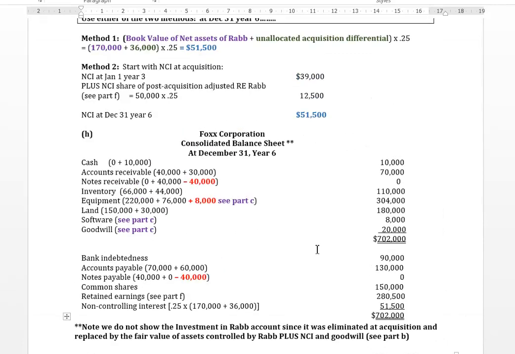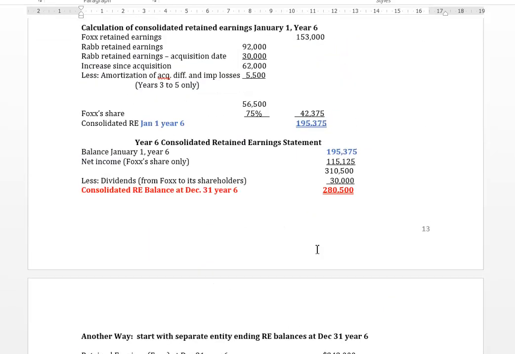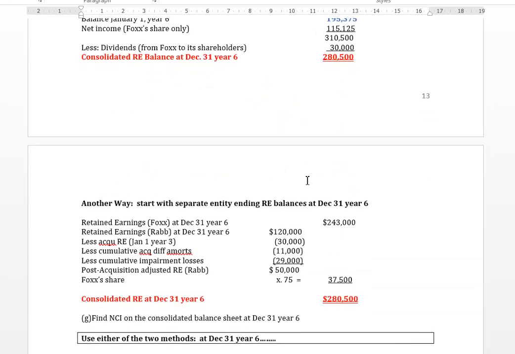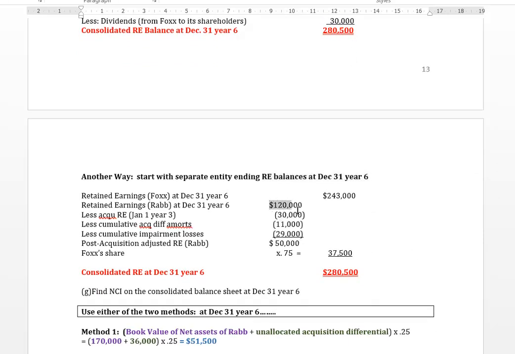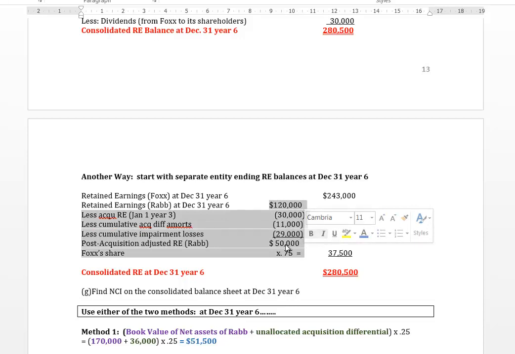So let's go back and pick that up, because we did it back in Part F, right? Don't forget, in Part F, you can go down here, because you're looking to calculate the investment account at that December 31st, year 6 date. So the question is, how much equity did you pick up in that sub? Because that's going to represent your share of the investment in that sub. If the retained earnings of Rabb was sitting at $120,000, $30,000 of it was acquisition, and we wanted post-acquisition, from that $90,000 difference, we're going to deduct the cumulative acquisition differential amortizations and any impairment losses cumulatively, which only happened in year 6. So we're going to pick up our share of that $50,000.